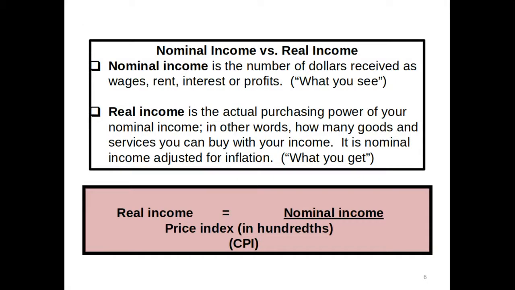Now, we want to calculate this. In order to be as accurate as possible, we need to look at the difference between nominal income and real income. Nominal income is what we get, or I'm sorry, it's what we see. The number of dollars, wages, rent, interest, profit. Real income is the purchasing power. What can you buy with your income? And just to calculate this, real income is nominal income divided by price index in hundreds. If you remember, this is the same way we got real GDP from nominal GDP. Anytime you're looking for real, it's just nominal divided by the price index.